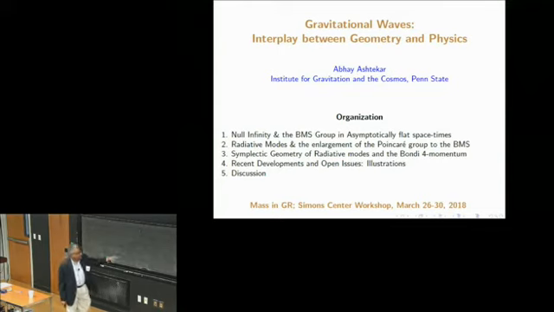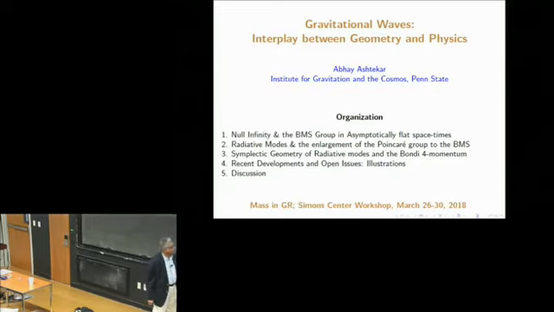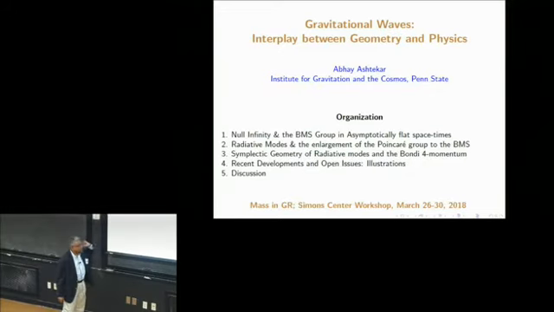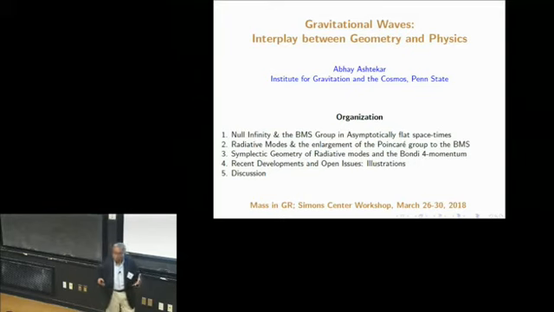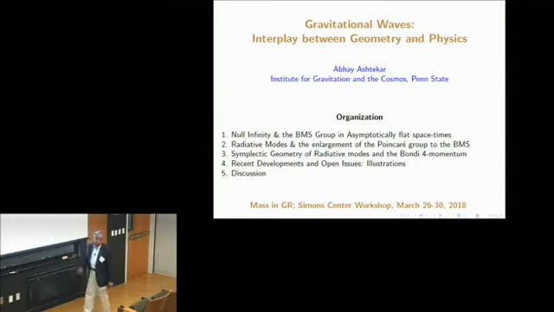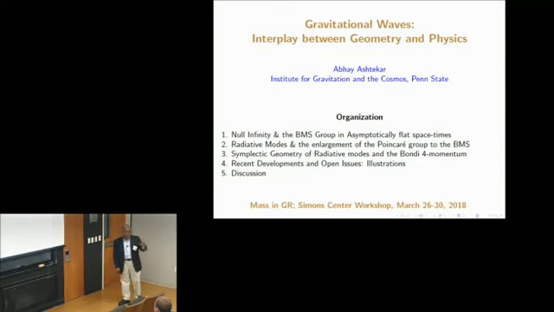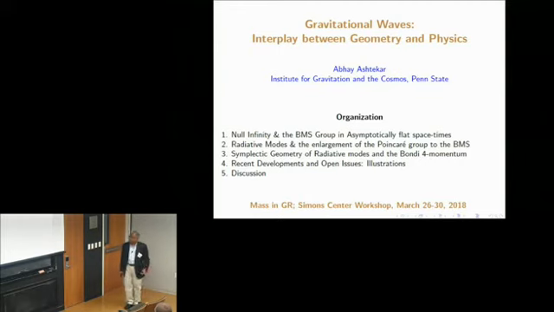So the talk has these parts. I'm going to explain all the terms. The first part is null infinity and the BMS group, which is the arena for describing gravitational waves. The second part is how do you extract what you want to call gravitational waves. It is non-trivial. And then you can actually do very nice symplectic geometry of these gravitational waves, and that defines for you the Bondi four-momentum, and then some recent developments on open issues.